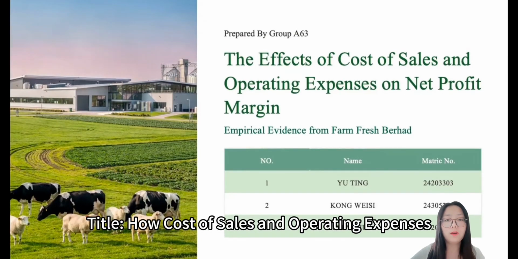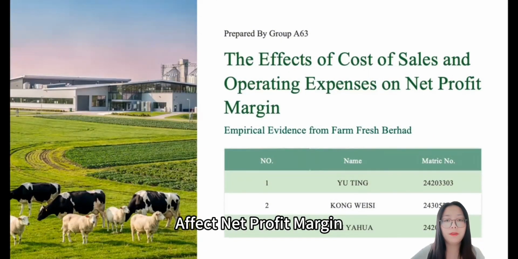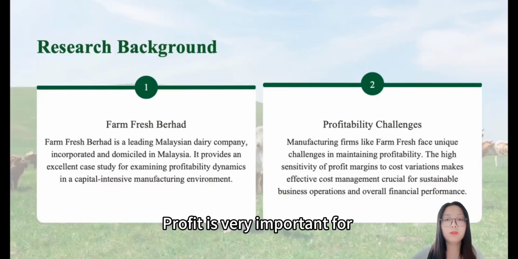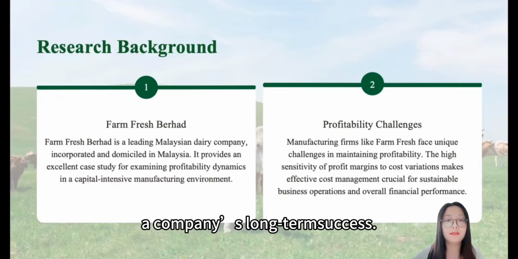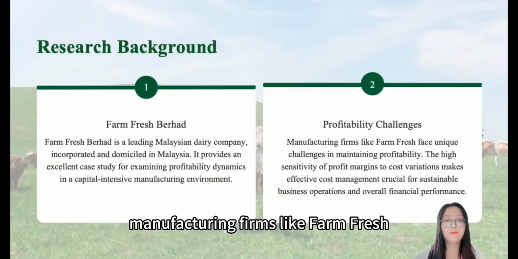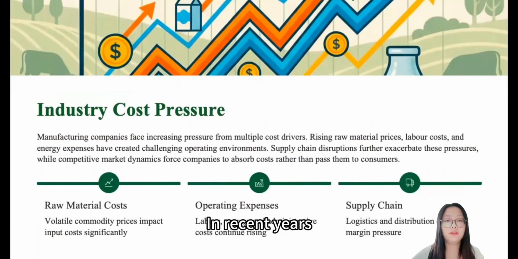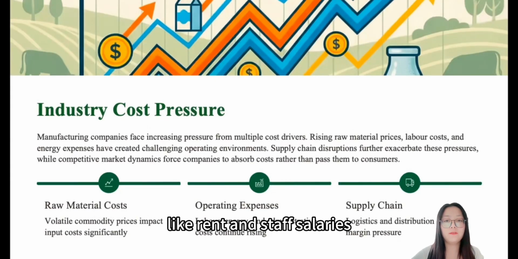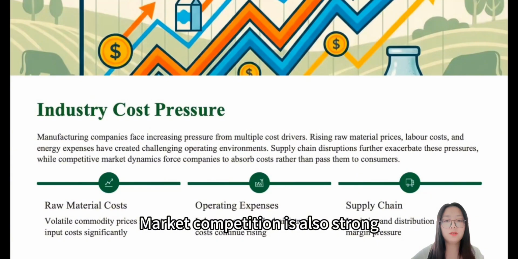Title: How cost of sales and operating expenses affect net profit margin, a study for Farmer Fish per head. Profit is very important for companies' long-term success. This is true for manufacturing firms like Farmer Fish. In recent years, those companies face high costs and have more daily expenses like rent and staff. Sell market competition is so strong.